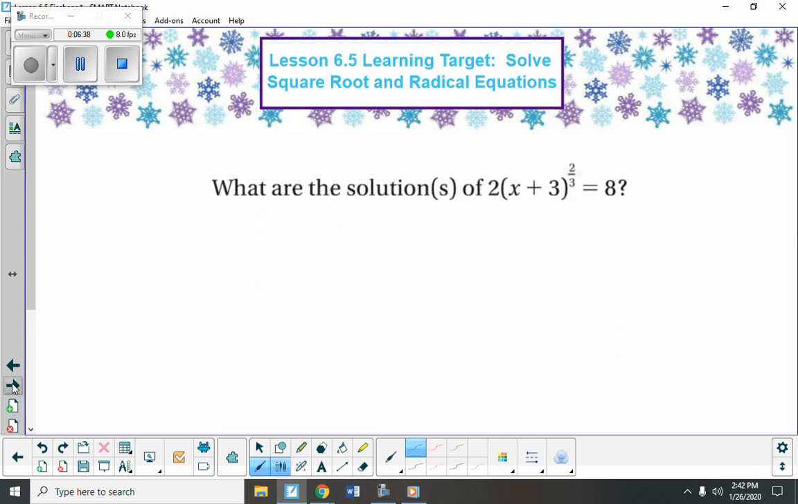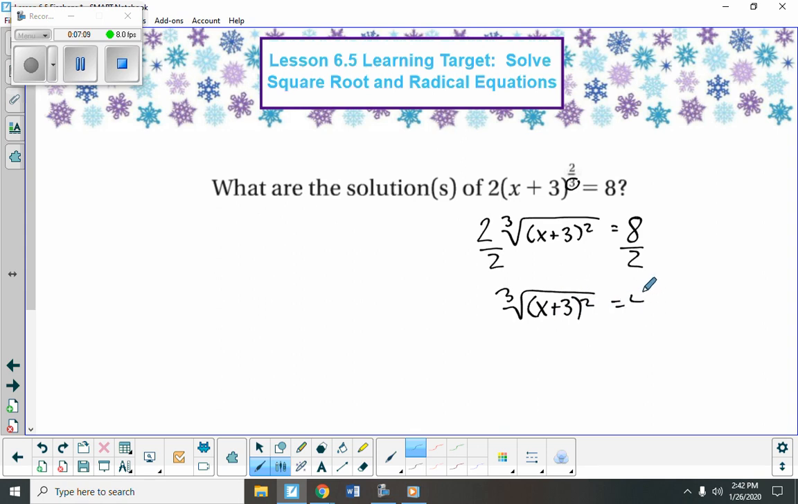Next, what are the solutions of 2 times this quantity to the 2/3 power minus 8? So let's rewrite that in root form. So this number, remember, goes in as the index. All right, so first thing we're going to do is isolate the term that has the variable, so we're going to divide by 2. So we have cube root of x plus 3 quantity squared equals 4.